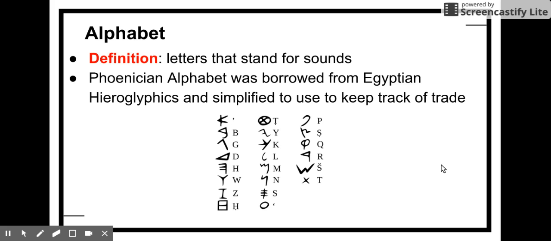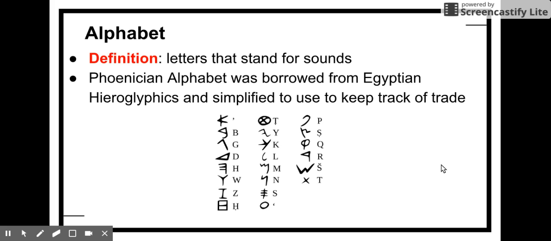They developed the alphabet. These are letters that stand for sounds. Now, some people argue that it wasn't actually the Phoenicians that we get our alphabet from, but it's actually the Egyptian hieroglyphics. They say that the Phoenician alphabet was borrowed from Egyptian hieroglyphics and simplified to keep track of trade. But what the alphabet is, it's letters that stand for sounds.